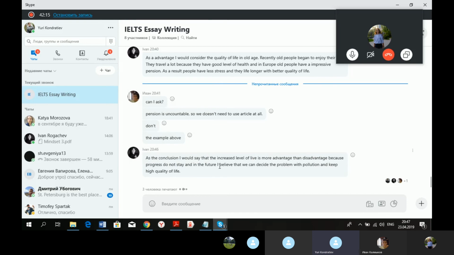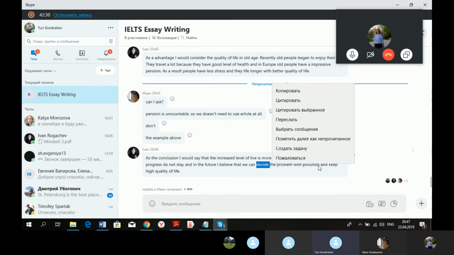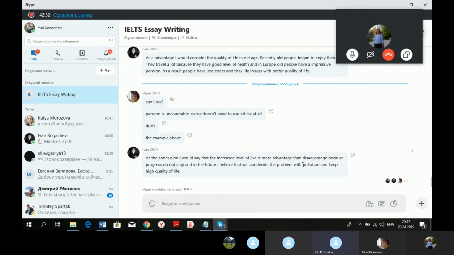And in the future, I believe that we can decide. It's not decide. We can solve the problem, or for your lexical resource, you can say mitigate the problem of pollution, really, and keep high quality of life. It's kind of deviation from the topic when you're talking about pollution, because your essay was not about pollution in any way. So it's not really suitable here.